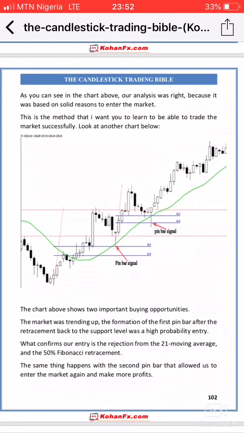The chart above shows two important buying opportunities. The market was trending up. The formation of the first pin bar after the retracement back to the support level was a high probability entry. What confirms our entry is the rejection from the 21 moving average and the 50% Fibonacci retracement. The same thing happens with the second pin bar that allows us to enter the market again and make more profits.